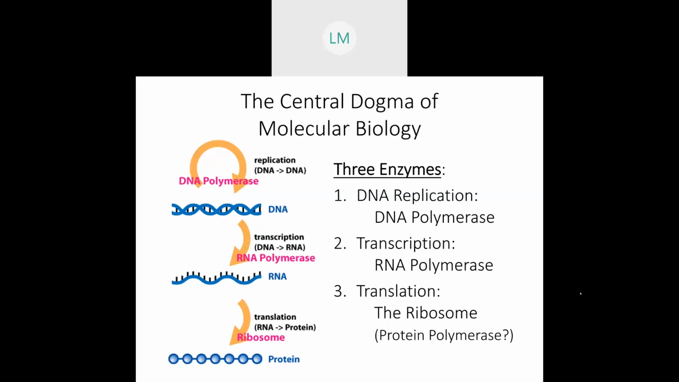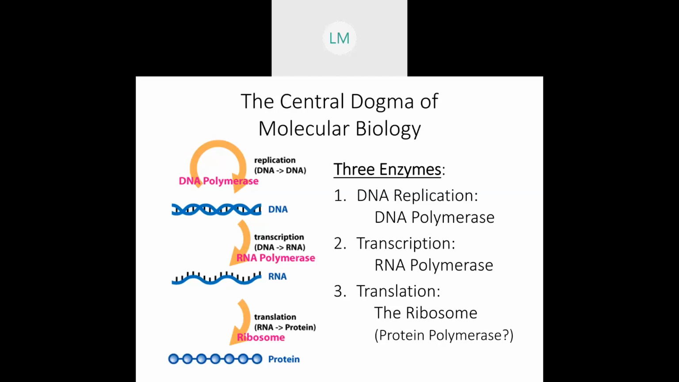Thanks, Carl. Okay, so DNA replication, that is DNA polymerase. Transcription is going to be RNA polymerase. Polymerase is just where you are adding more polymers to the molecule, right? So we're adding more nucleic acids to RNA with RNA polymerase. And then for translation, we're using something that's different. It's not really an enzyme necessarily, but we're using the ribosome.